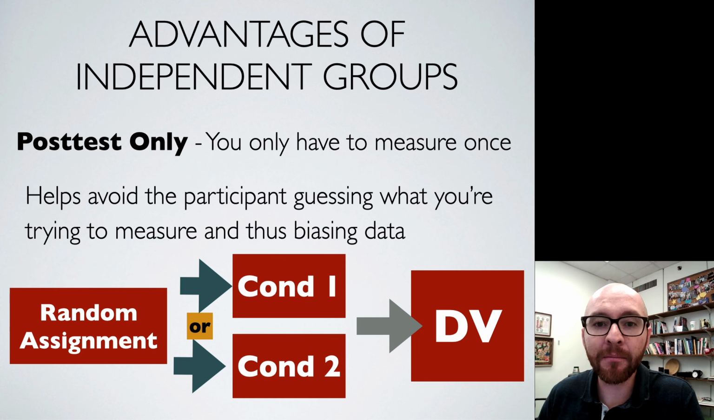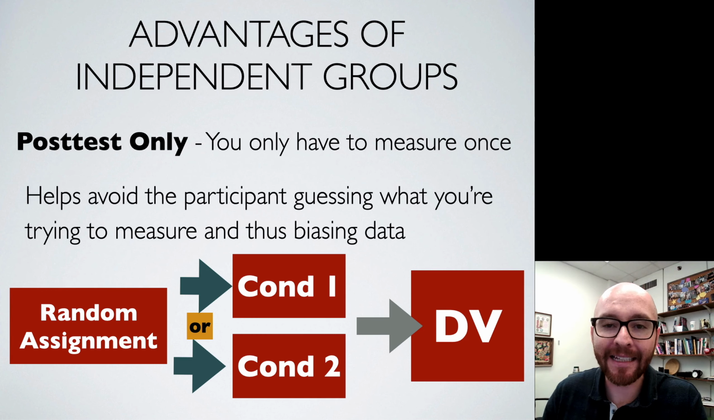Okay, so some benefits to post-test only is that you only have to do one measure. So in terms of how much you have to do as a researcher, it's easier, but then it also helps avoid the participant guessing what you're looking for, right? So if they guess, well, it seems like you're measuring anxiety, right? If they guess that, because they get the measurement before and after in the pre-test post-test design, maybe that changes their behavior. Maybe they're like, oh, I see what you're looking for. And maybe they'll work against your interests, or maybe they'll try and help you out.